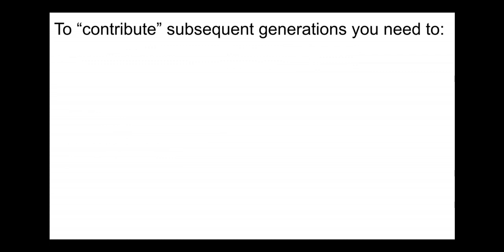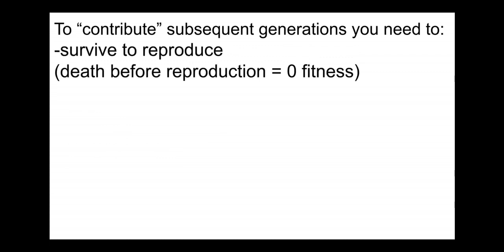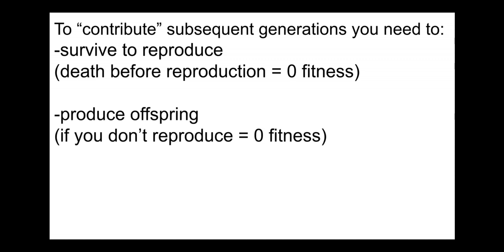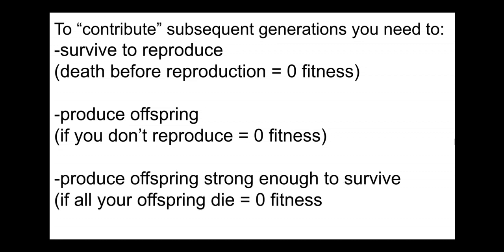So again, in order to contribute to subsequent generations, you need to survive to reproduce. If you die before you reproduce, your fitness is 0. You need to produce offspring. It doesn't matter how long you survive. If you're a human, you can survive to be 100 years old, but if you don't produce any offspring, your fitness is 0. And you need to produce offspring that are strong enough to survive themselves to reproduction. So if all of your offspring die shortly after being born, then your fitness is 0.